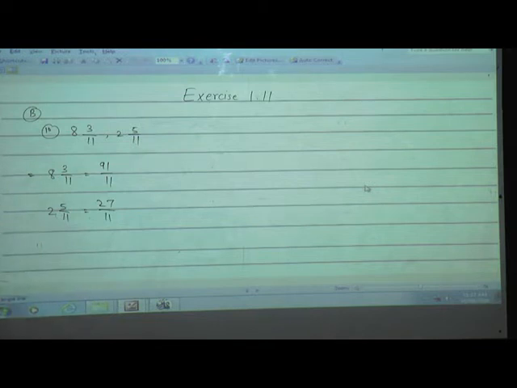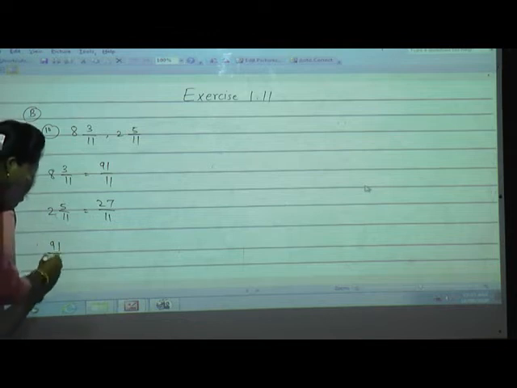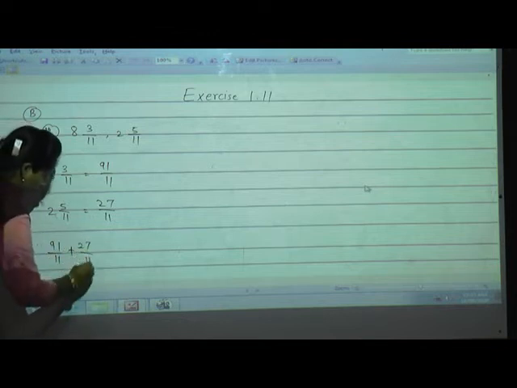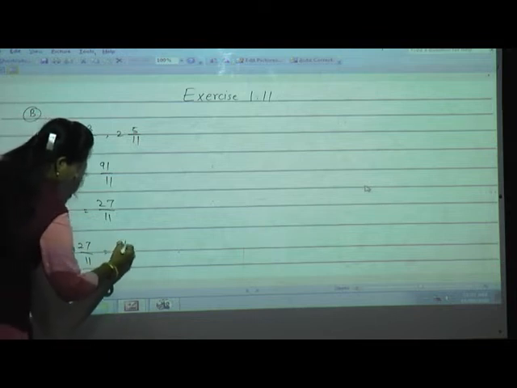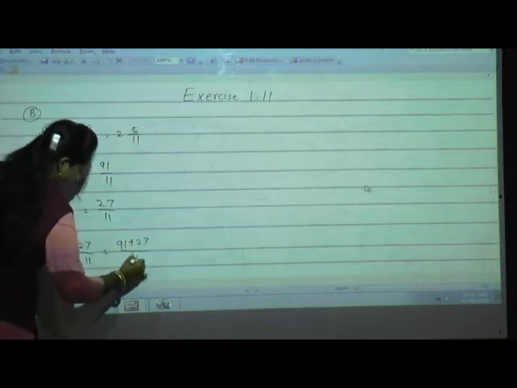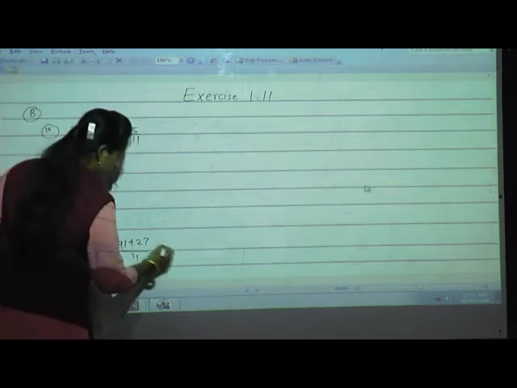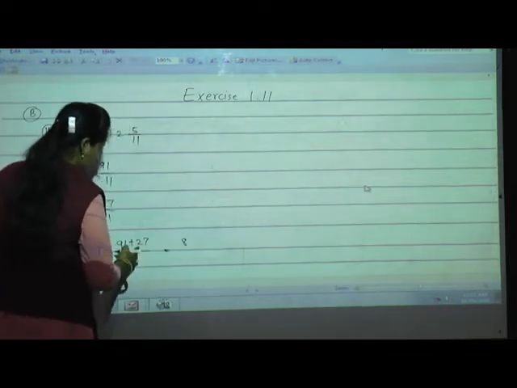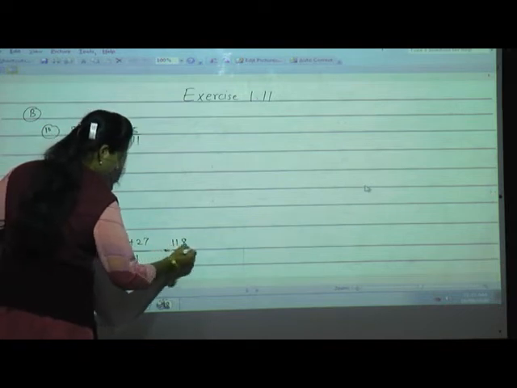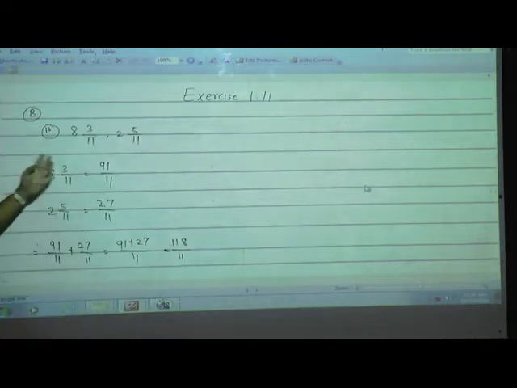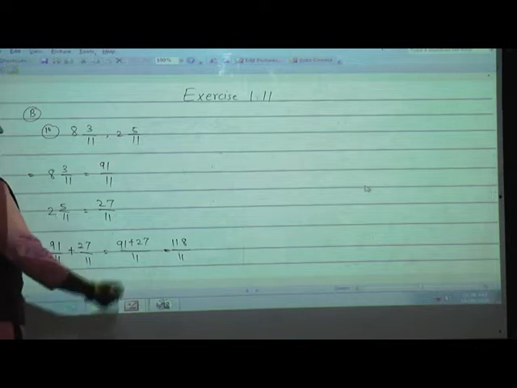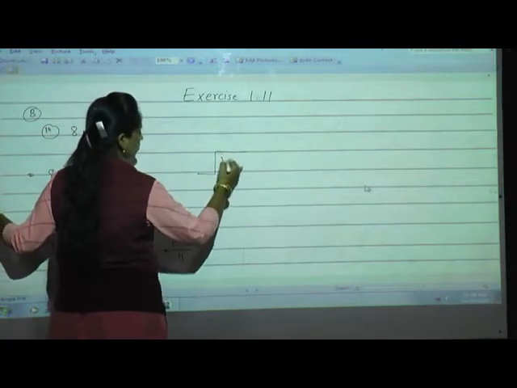Now see, here the denominators are same, so we can add immediately, isn't it? So the numbers are 91 upon 11 plus 27 upon 11. So write together numerators addition. Now do the addition. 7 plus 1 is 8, 9 plus 2 is 11 upon 11. Now question is in mixed fractions. We have to convert answer also into mixed fractions. For that we need to divide the numbers.